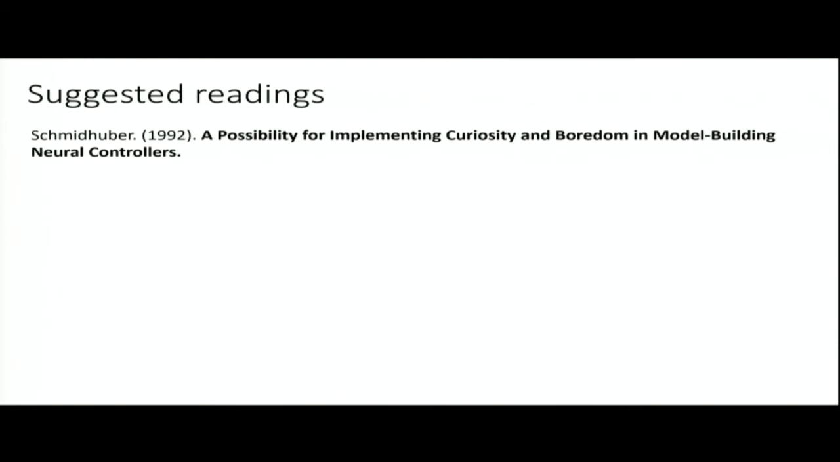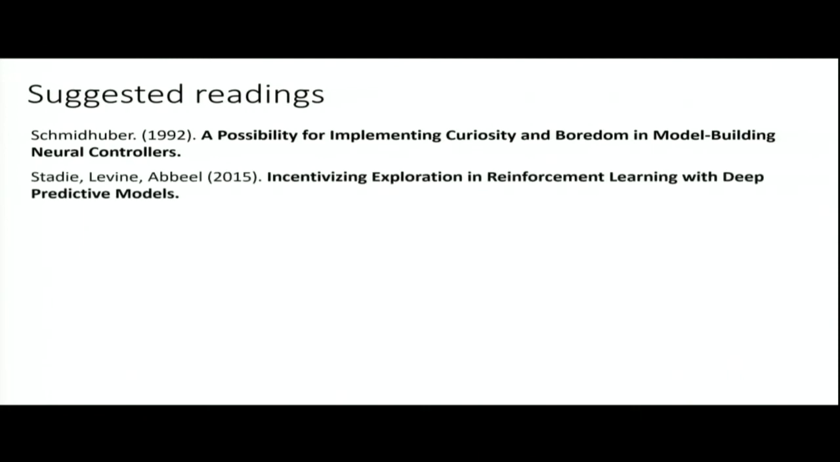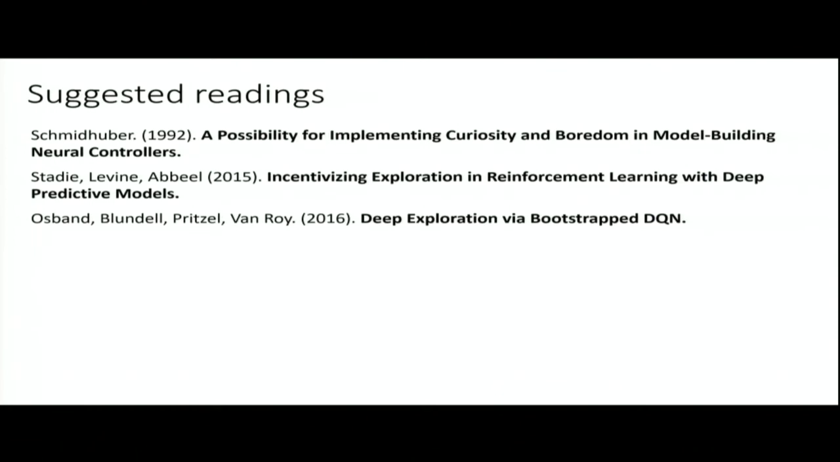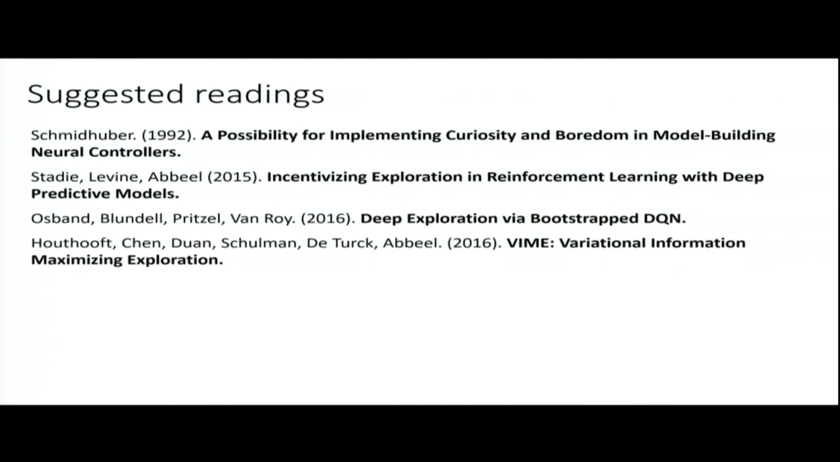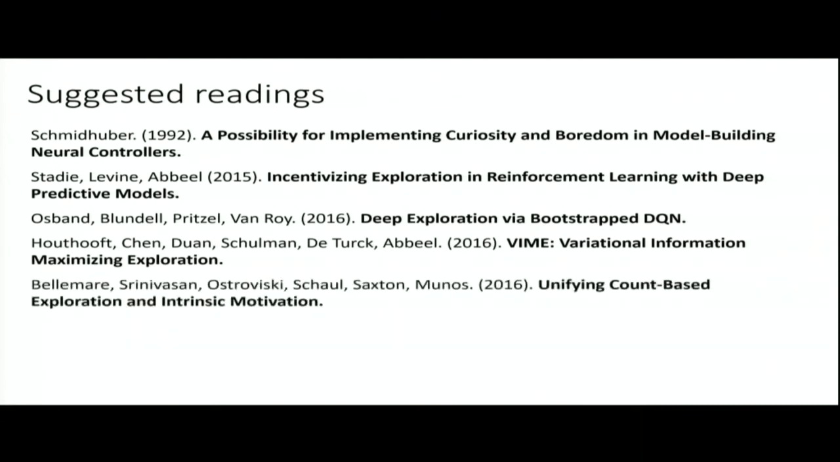All right, so some suggested readings if you want to learn more about exploration. This is a paper by Jürgen Schmidhuber on exploration. That's a little bit older, but has a lot of interesting ideas in it that inspired quite a bit of follow-up work. This is the Stadie et al. paper on model error. This is the paper that does posterior sampling for Q-learning on Atari by Ian Osband. This is the variational approximation to information gain paper. This is the count-based exploration paper that I talked about at length.